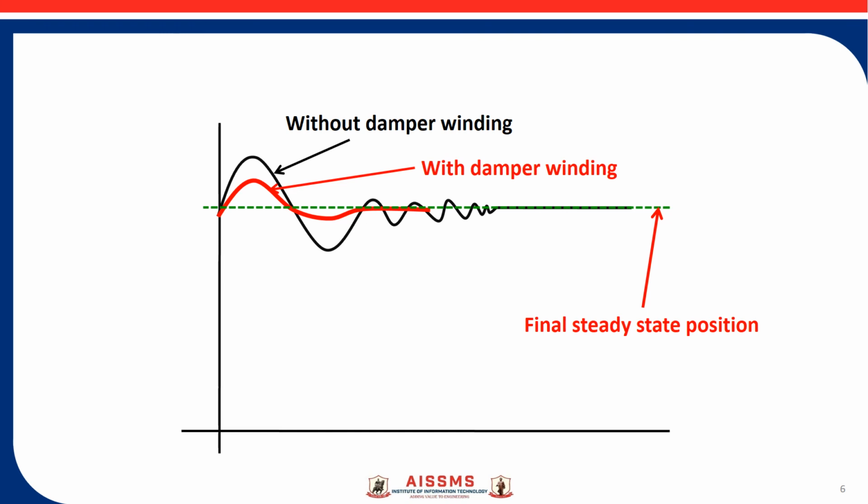You can observe the difference. Initially, without damper winding, we have several oscillations around the final steady state position indicated by that black line, but with damper winding, the red one, the response is improved. The rotor settles down to final steady state position in least possible time, and the oscillations are damped, they are reduced. So this is how the oscillations are eliminated. This is how the damping is achieved and hunting phenomenon is eliminated.